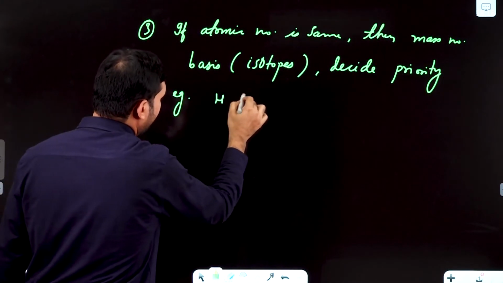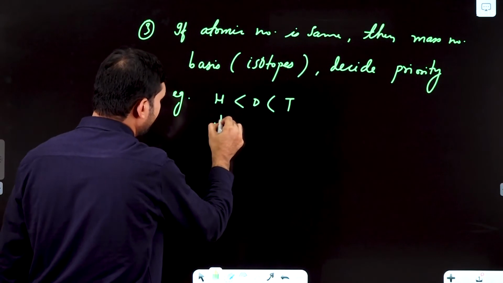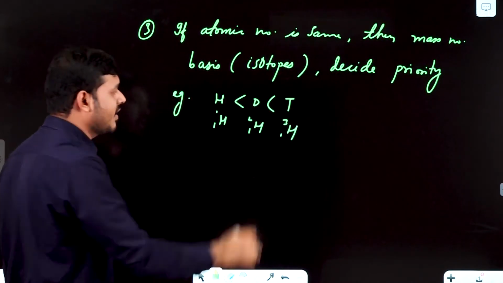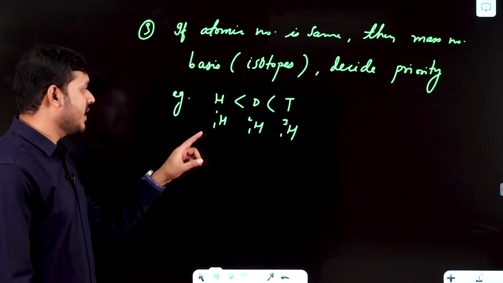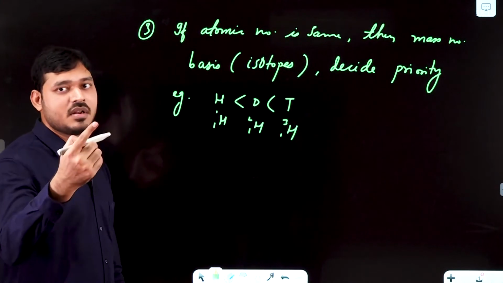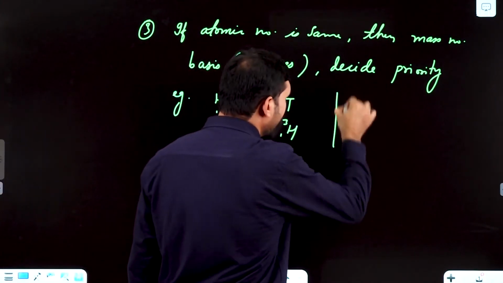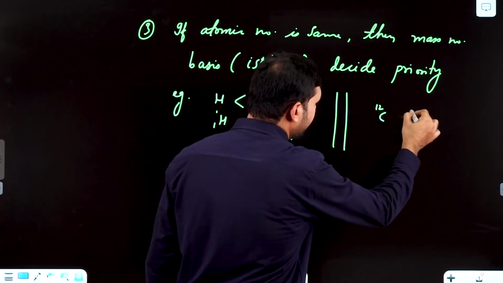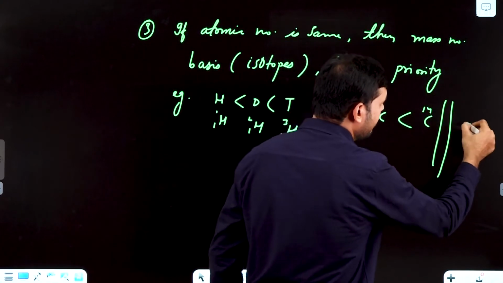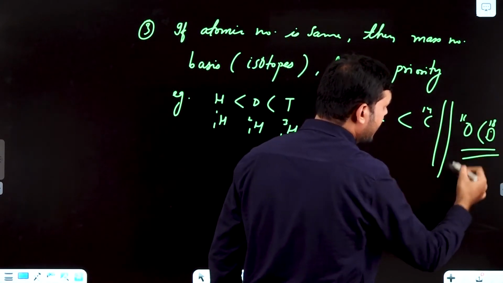Example: hydrogen, deuterium, tritium. It is 1H1, this is 1H2, this is 1H3. All 3 have the same atomic number, but the mass number is different. Deuterium has mass number 2, tritium has mass number 3. So the more the mass number, the more will be the priority. Clear to everyone? Similar examples can be C12, C14. I am giving a few examples which can be used many times: O16, O18. Okay.